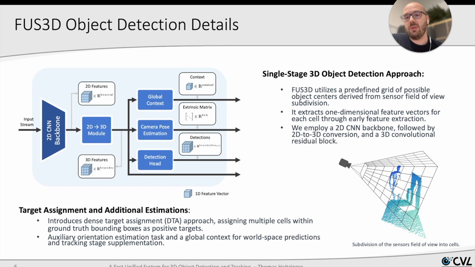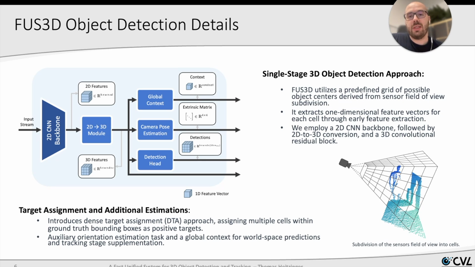We use a fast 2D CNN backbone for feature extraction. However, since we want to do detection in a 3D space, the features must be lifted from 2D to 3D space, which is done in a separate 2D to 3D module. The result is a 4D feature tensor, which can be imagined as a subdivision of the sensor's field of view in a three-dimensional grid of cells, as shown in the bottom right, where for each cell we have extracted a one-dimensional feature vector.